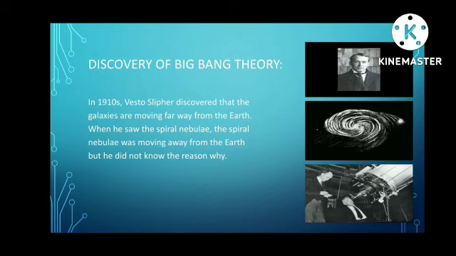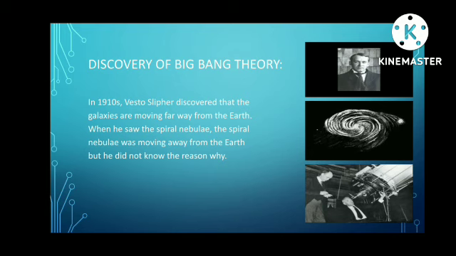So we have the history, or the discovery, of the Big Bang theory. In the 1910s, Vesto Slipher discovered that the galaxies are moving far away from the Earth. He saw the spiral nebulae, which is the first notation for galaxy. So the spiral nebulae were moving away from the Earth, but he did not know the reason why. He used a telescope observing the spiral nebulae.